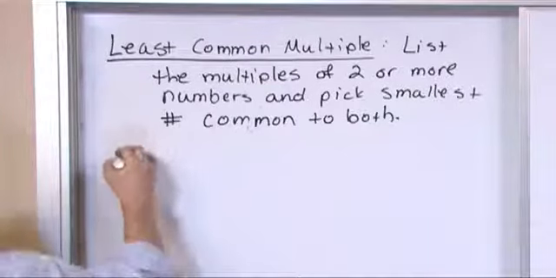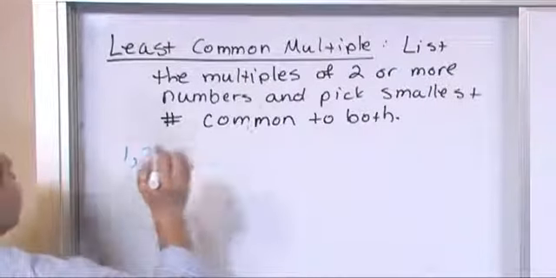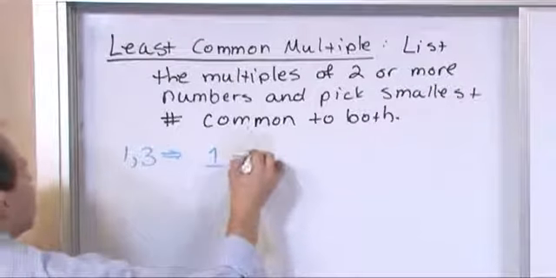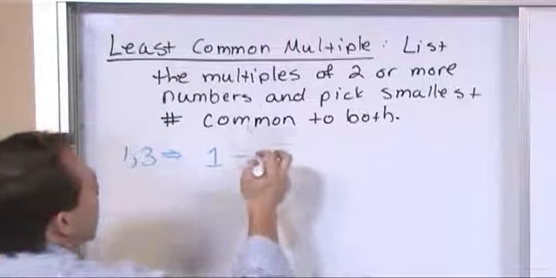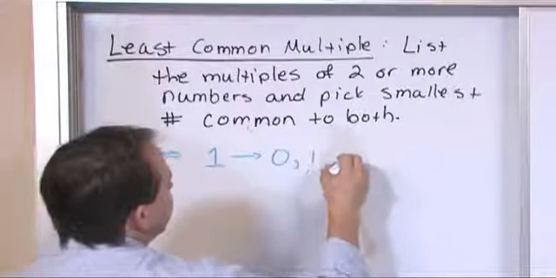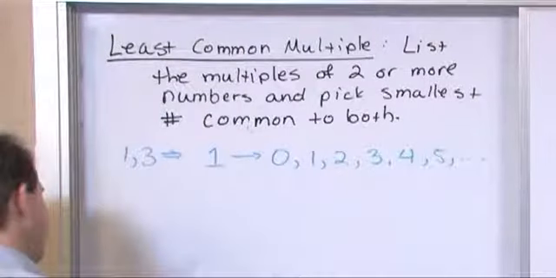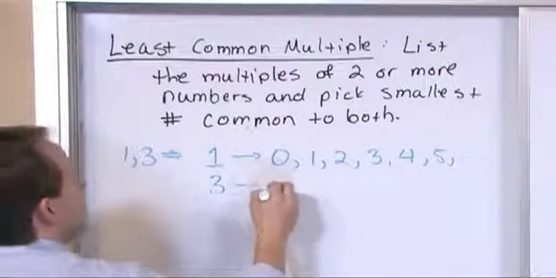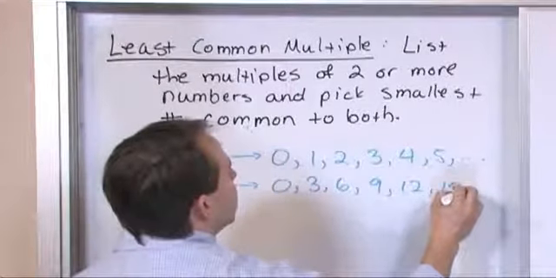So let's say we have the numbers 1 and 3, and we wanted to find the least common multiple. The way to do that is we write two different lists of numbers. First, we write the multiples of the number 1, and we already learned how to do this in a previous section. So if you have forgotten, go back and watch that section. But the way we do that, the multiples of the number 1 are 0, 1, 2, 3, 4, 5, and so on. You can keep going on and on. The multiples of the number 3 are 0, 3, 6, 9, 12, 15, and so on.